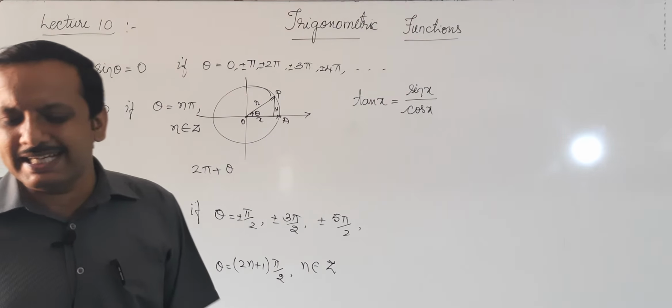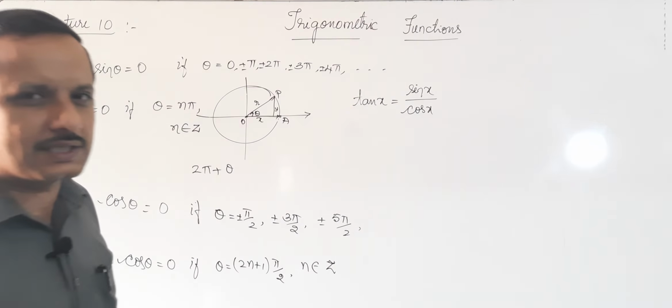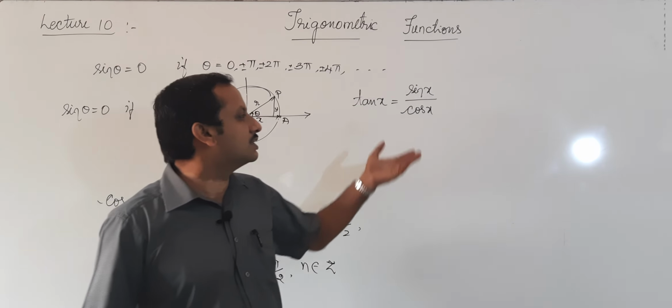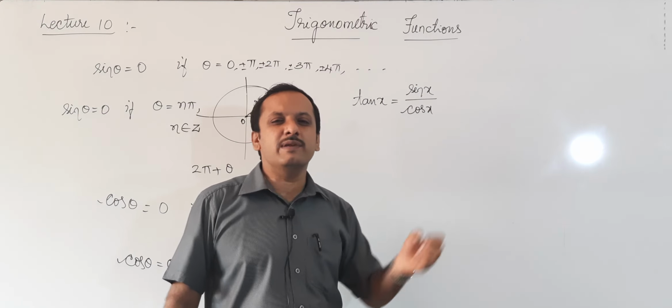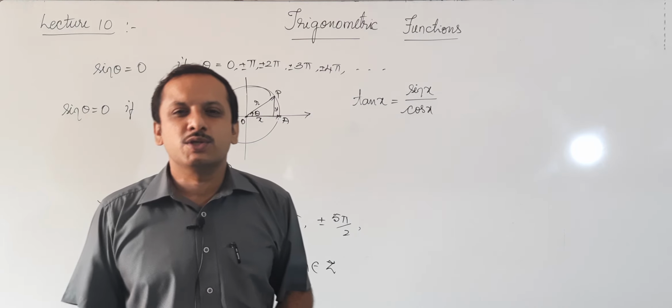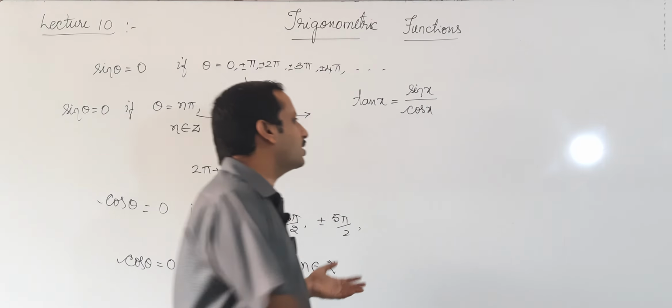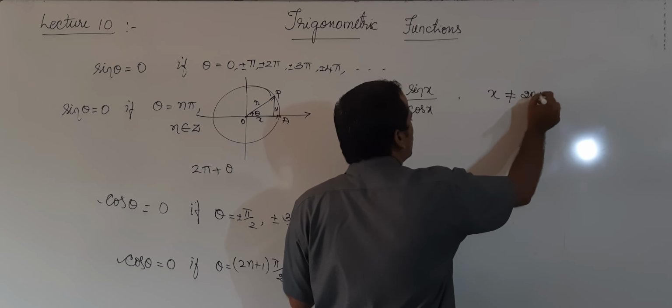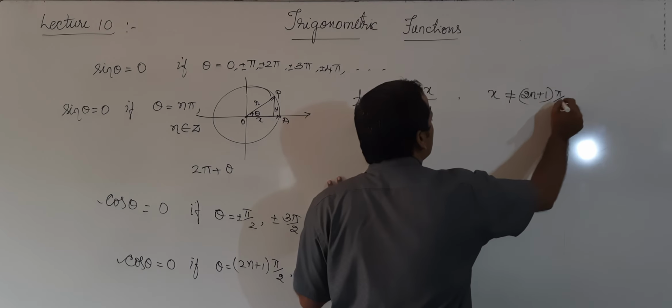The question is, is it defined for all values of x? The answer is no. This is not defined for all values of x, because in a fraction, whenever the denominator becomes 0, it is not defined. So, tan x will be equal to sin x divided by cos x if x is not equal to (2n plus 1) into pi by 2.